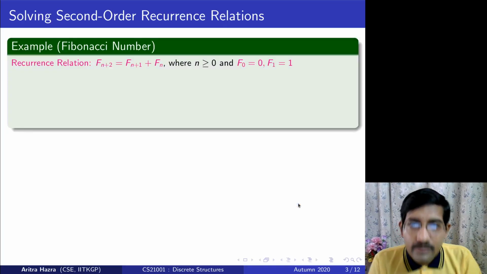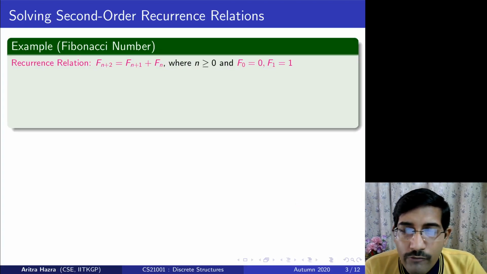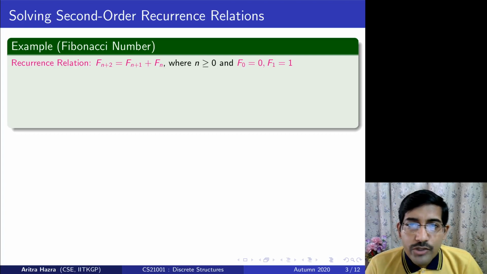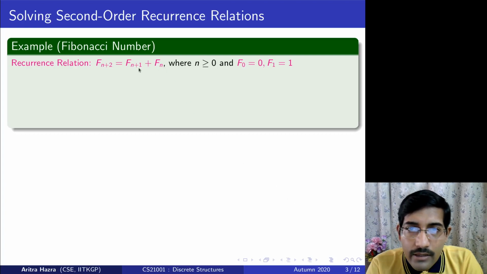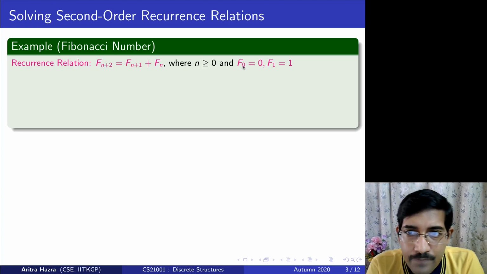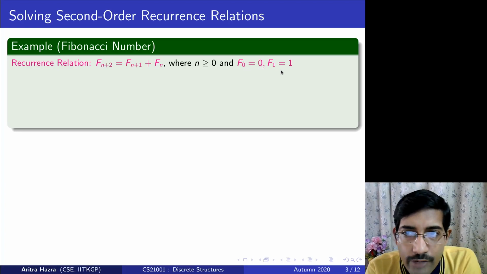Some examples. A popular example you have seen is the Fibonacci number. The Fibonacci number says that your n plus 2th term is equal to the n plus 1th plus the nth term. Here the constants are all ones. It's homogeneous because no additional function is involved. It is linear because every term is linear. So it's a second order linear homogeneous recurrence with constant coefficients. And I know f0 is equal to 0 and f1 equal to 1.